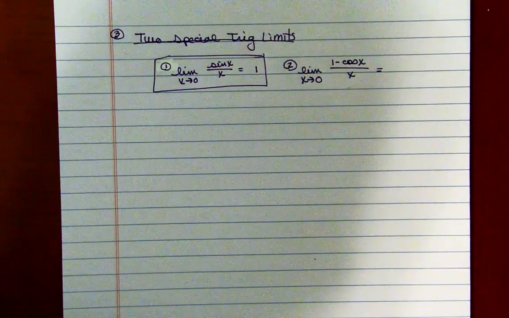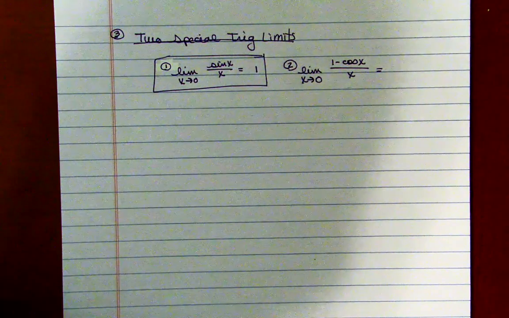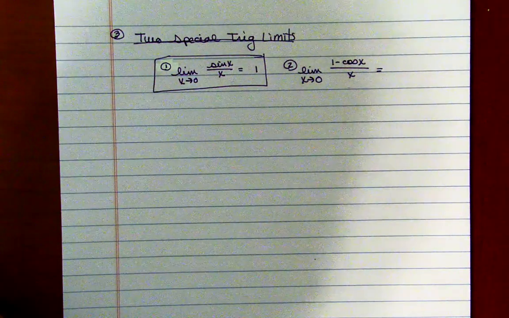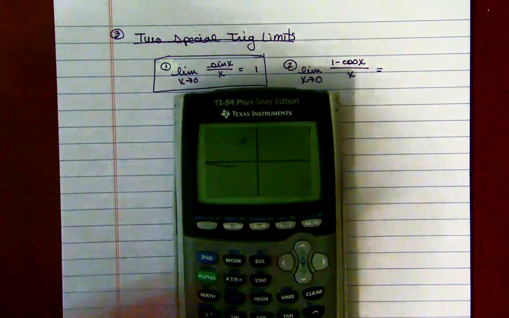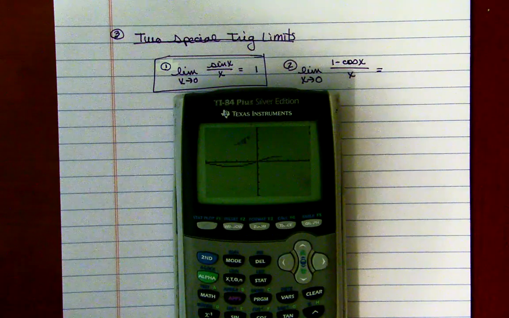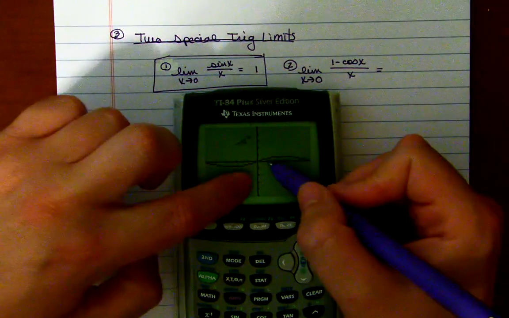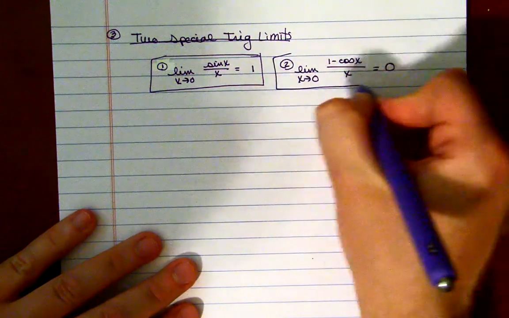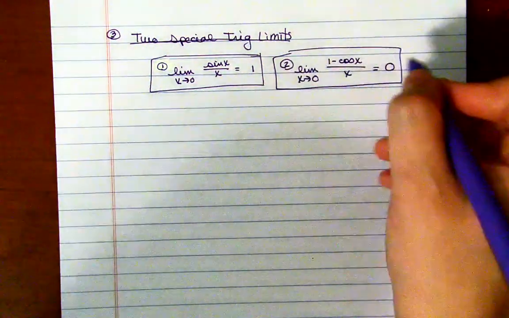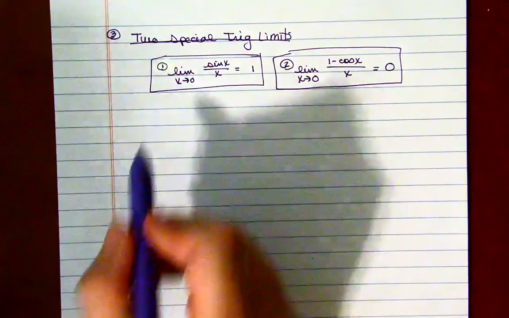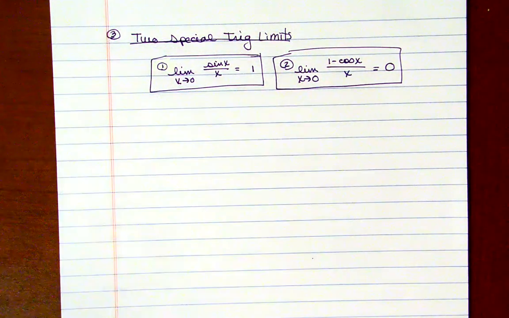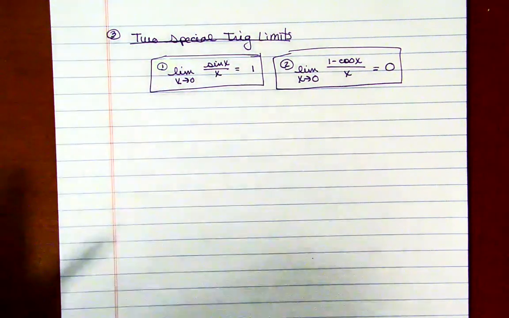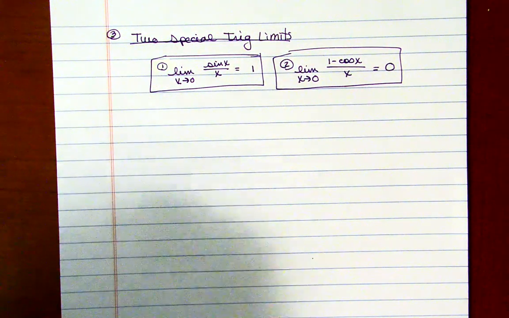Let's see here. 1 minus cosine x over x. I'm getting a graph like this. Sure looks to me like those y values are approaching 0 there. Limit as x approaches 0 of 1 minus cosine x over x equals 0, and limit as x approaches 0 of sine x over x equals 1. We're going to need to make use of these two trig limits to deal with some more complicated limits.